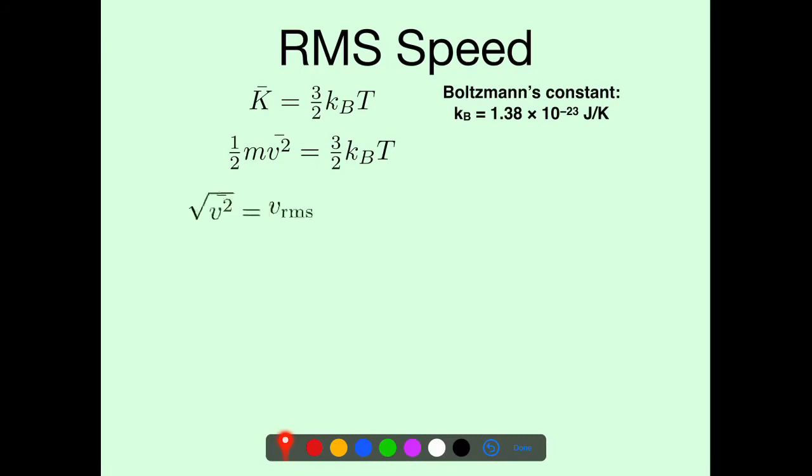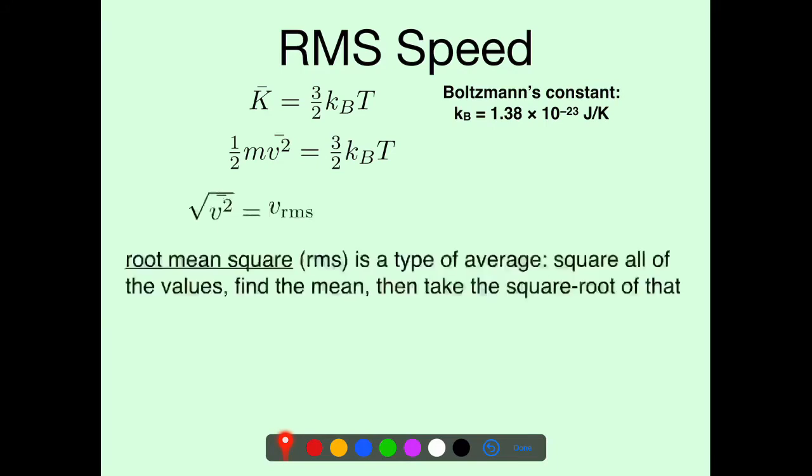Okay, that's kind of a lot to say, but the name of this thing is v_rms. So the root mean square is a type of average. What you do is you square all of the values, you find the mean of that, and then you take the square root of that. So really that is what this is saying, right? Because we start by squaring all the values. We're talking about speed squared. And then the bar on top says we're taking the average of that, or the mean of that. And then when we square root, that's the final step. So when you do this process, it's called the root mean square, and that's what we're calculating here, okay?